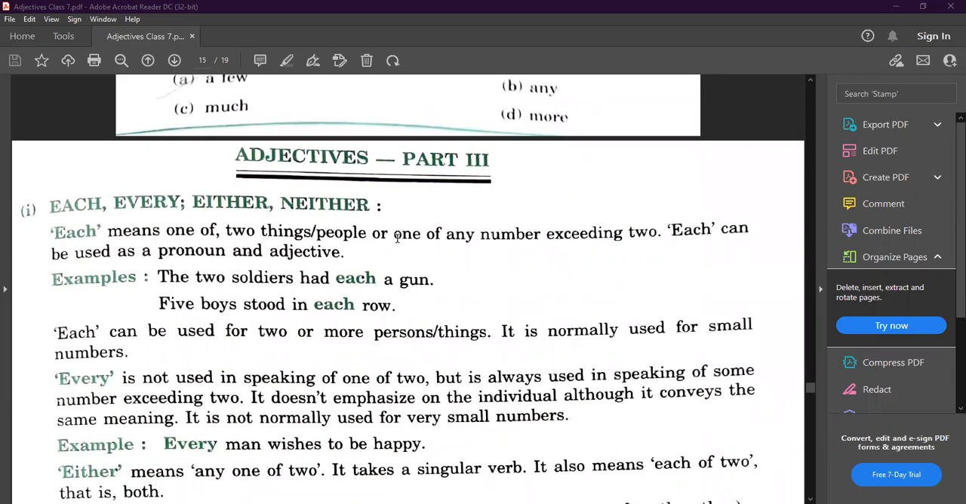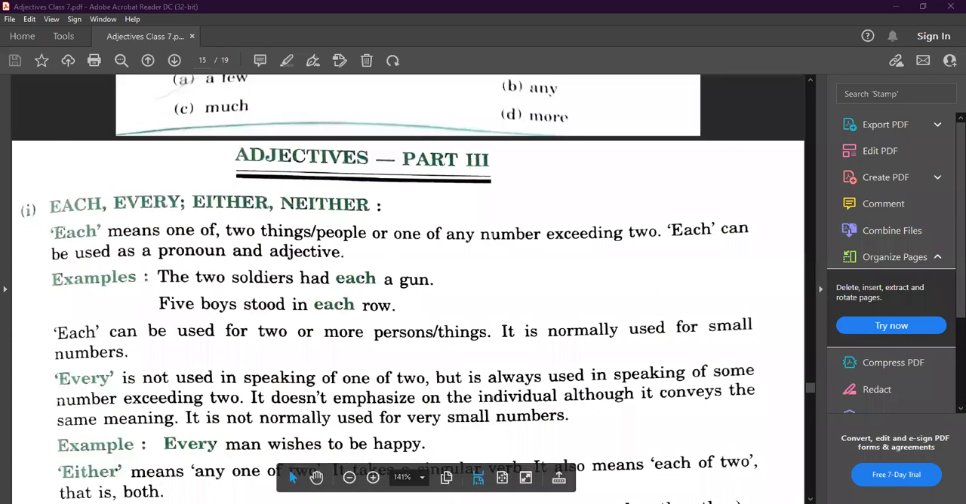Two soldiers, and both had their own guns. Every is not used in speaking of one of two, but is always used in speaking of some number exceeding two. दो से अधिक चीजों के लिए every का यूज करते हैं. Every man wishes to be happy. सब लोग चाहते हैं कि वो खुश रहें.